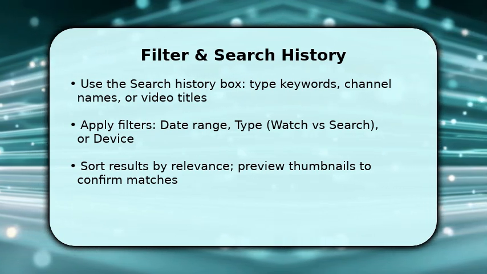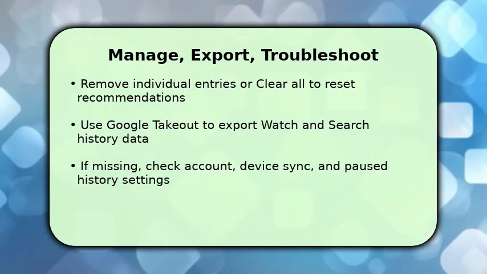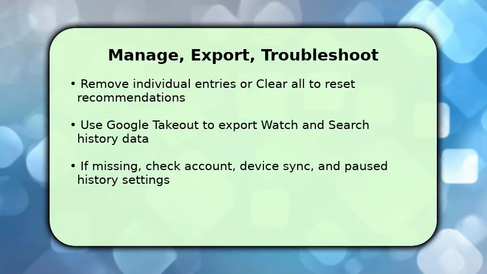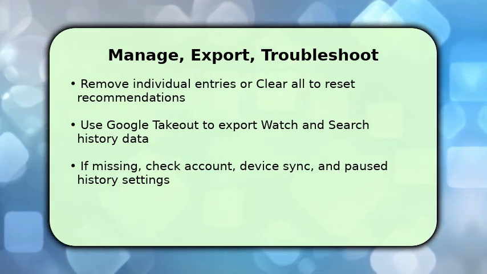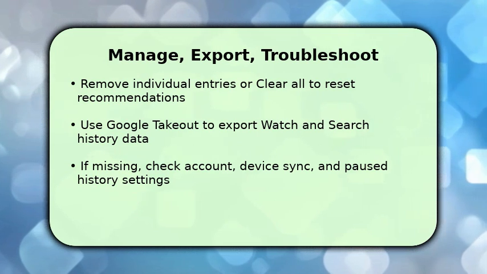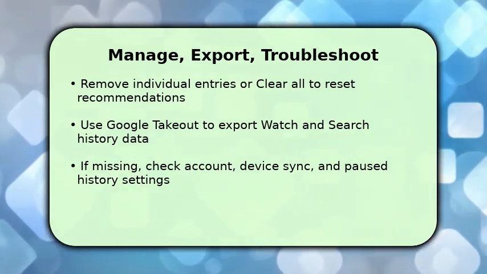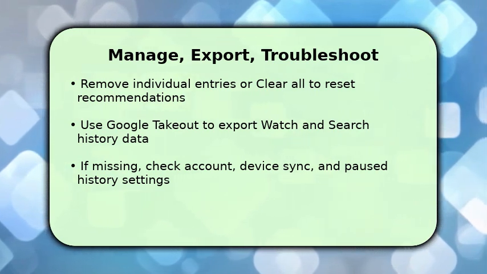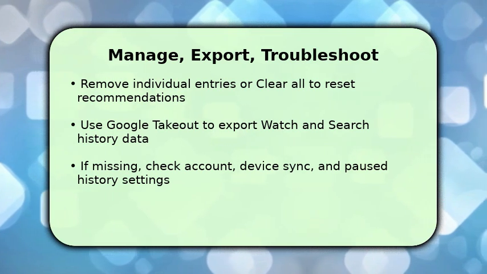To finish, remove any entries you don't want saved by clicking the Remove icon, or choose Clear All Watch History to reset recommendations. Remember, this is permanent. If you need a record, use Google Takeout to export your YouTube watch and search data for archiving. If expected items are missing, check that you're on the correct account, that device sync completed, and that history wasn't paused. If problems persist, sign out and back in.